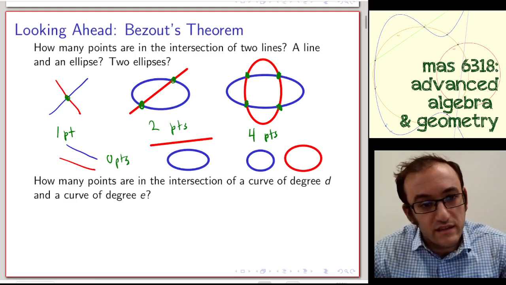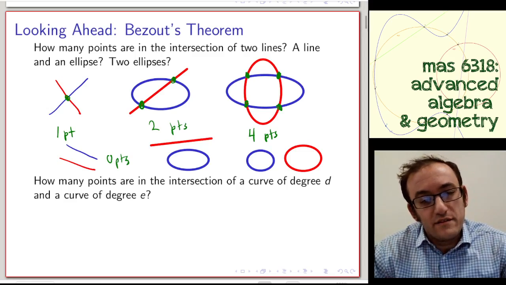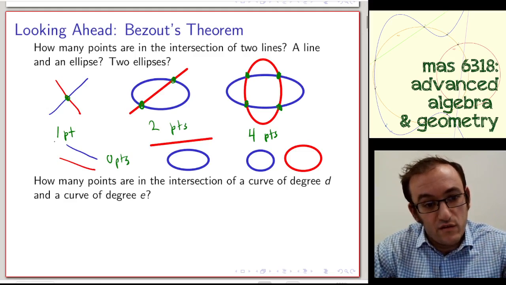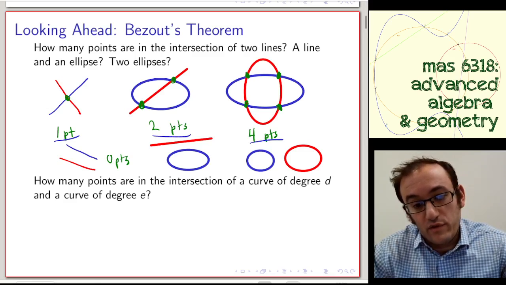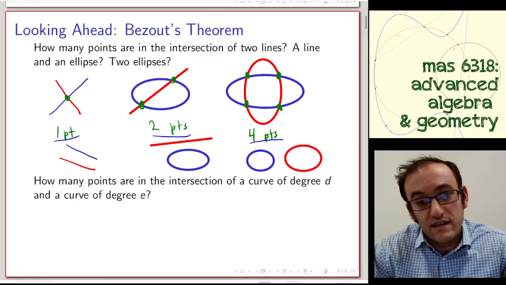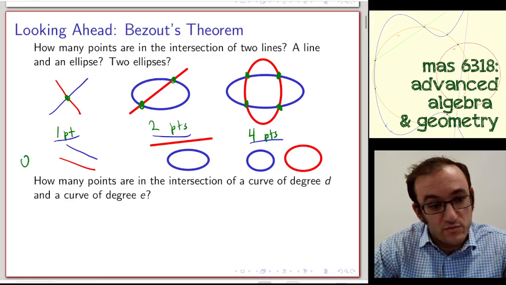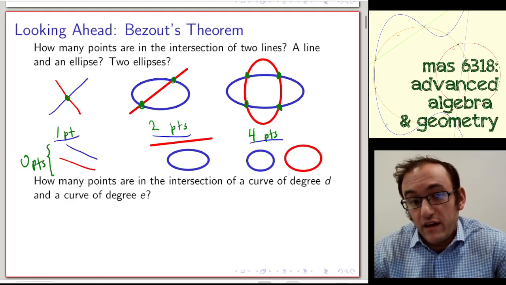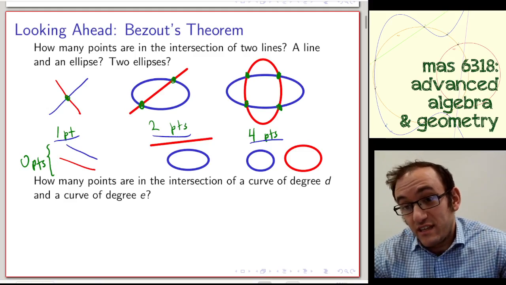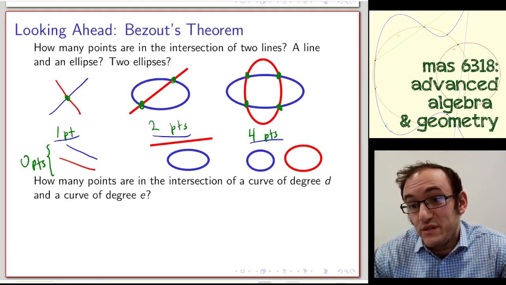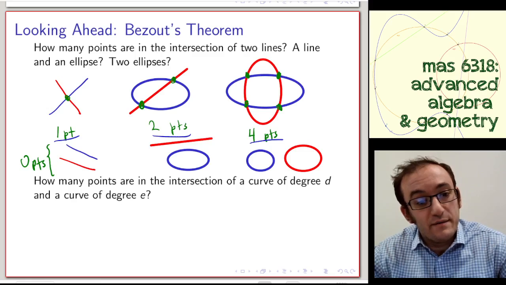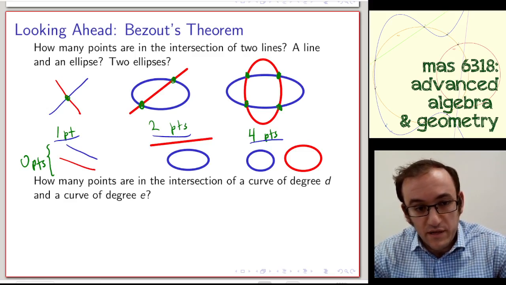So how do we deal with this? It seems like there's some kind of optimal situation where we have 1 point, 2 points, and 4 points, but then this 0 point situation, which applies really to all of these, could also easily happen. And you could have anywhere in between. You could have the line being tangent to the ellipse. You could have the 2 ellipses being tangent to each other, or maybe intersecting in 3 points. So the picture is really unclear.